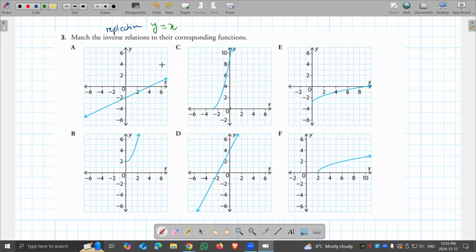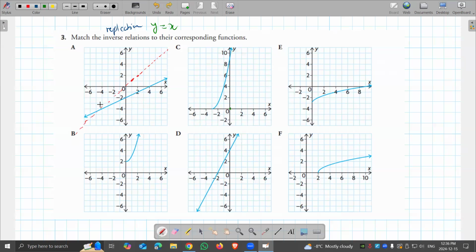So let's see. It says match the inverse relation to their corresponding function. So both the original function as well as its inverse are given to us. So we just have to match them, right? How hard could it possibly be? So here, let's look at A. So your inverse line looks like this. So when you flip this, you'll see that you get something.